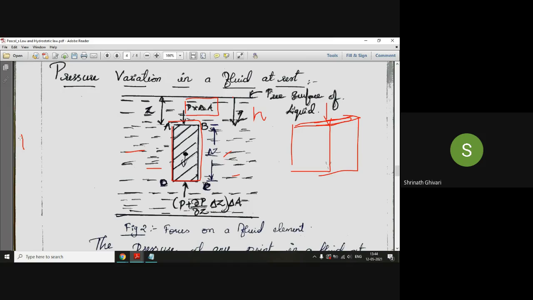Pressure is equal to force by area. Is this force the gravitational force? No, this force is the pressure force, the force acting because of pressure. So the pressure force is nothing but pressure into area. This is the area, so it is P into delta A.